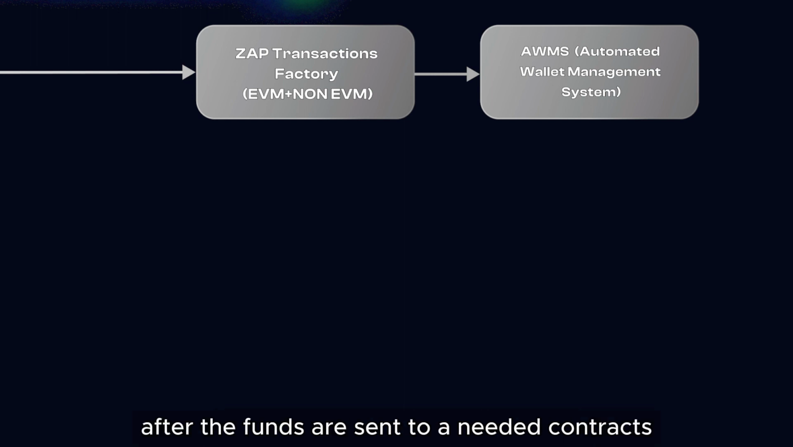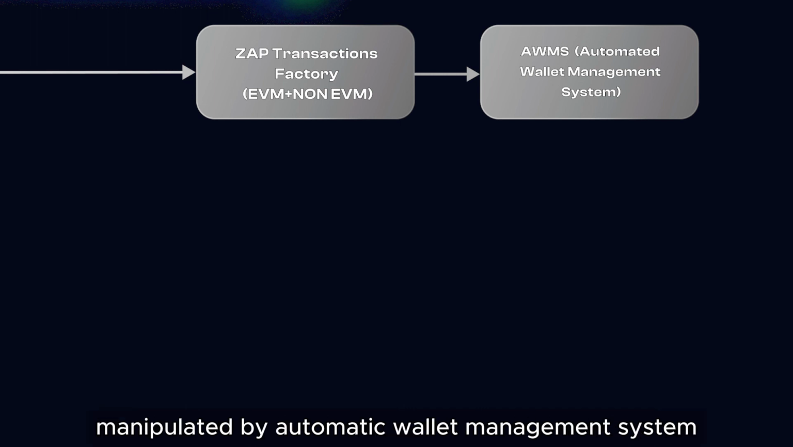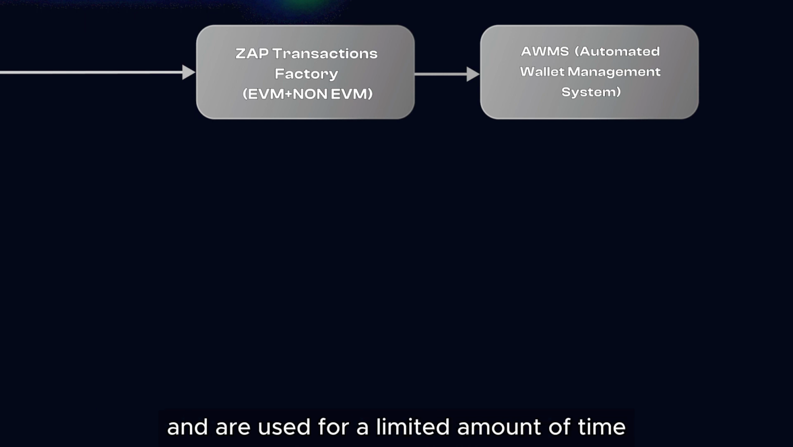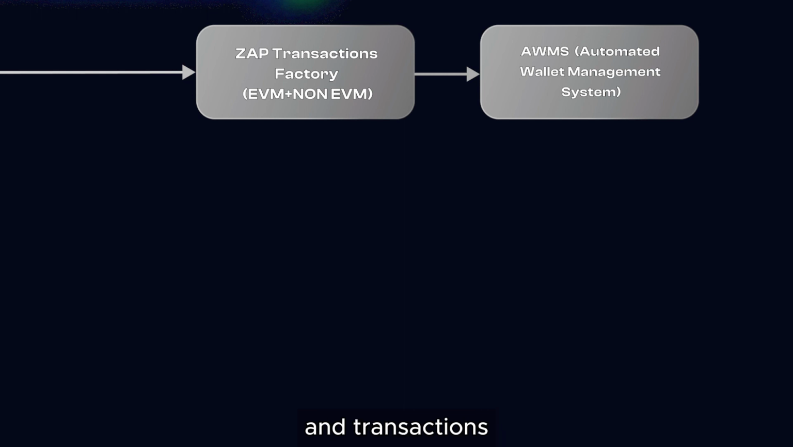After the funds are sent to the needed contracts, they are further sent to multiple wallets, manipulated by an automatic wallet management system. Each of them is used for different pools and assets, and is used for a limited amount of time and transactions due to security reasons.